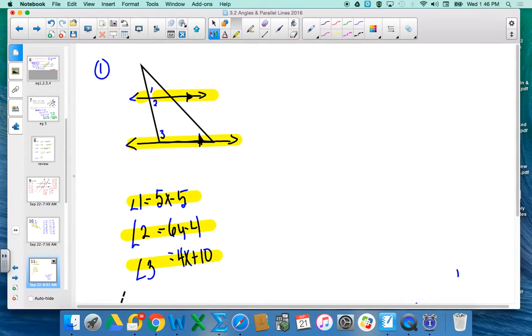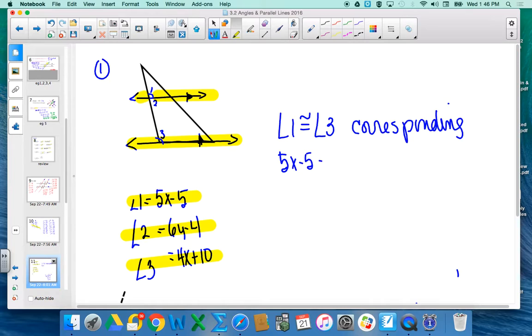So because this line is parallel to that line, what do you know about angles 1 and 3? What kind of angles are they? Corresponding. So angle 1 is congruent to angle 3 because they're corresponding. If all else fails, you can't remember corresponding. Alright, so I know that 5x plus 5 is equal to 4x plus 10. So I get x is equal to 5.